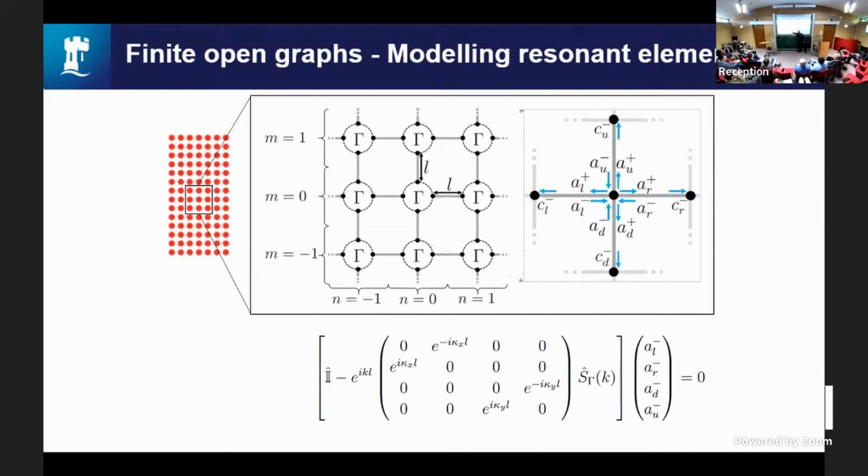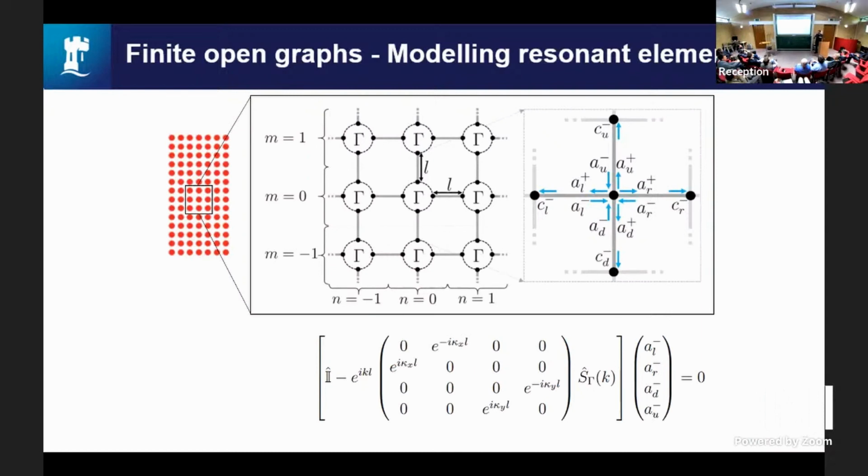You can see them here, e to the ikl. And then I introduce this periodicity condition into it, to say that the waves that travel from one unit cell to the next unit cell are equivalent. They must be the same. It's a periodic structure. If I know the solutions at location 0, 0, I know the solutions everywhere.